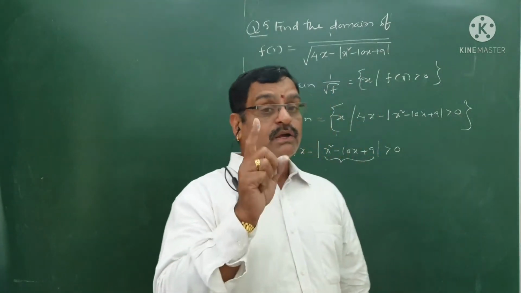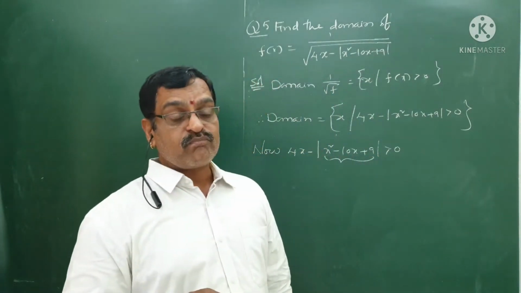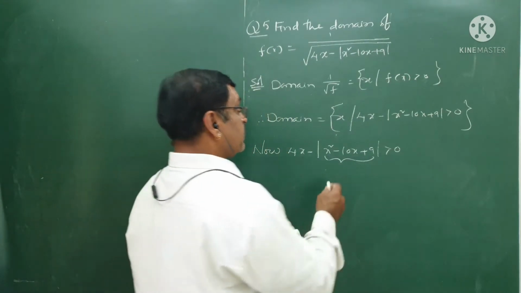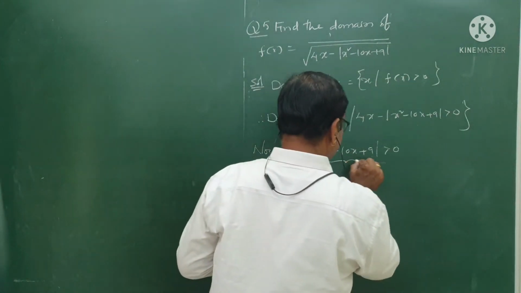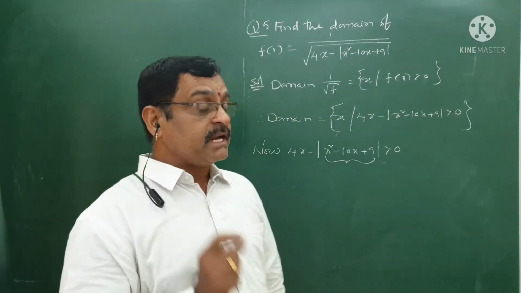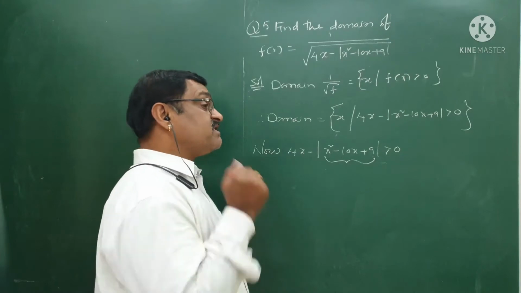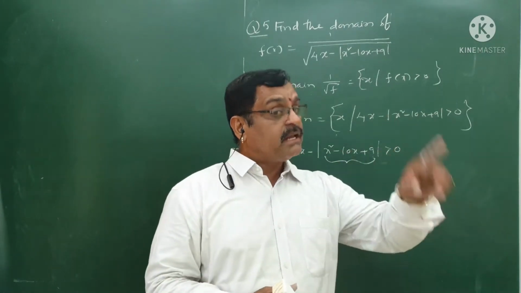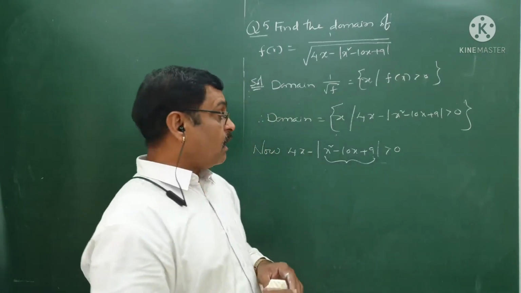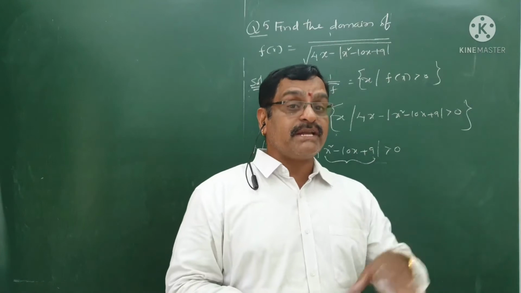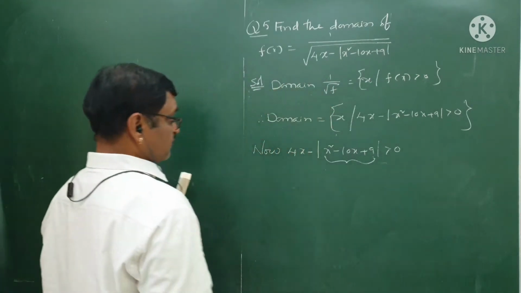Mod is involved, you have to remove the mod symbol. Then how do you remove the mod symbol? The mod symbol depends on the sign of x square minus 10x plus 9. Now here you have to decide in which interval x square minus 10x plus 9 is positive, or in which interval it is negative. How do you decide? It's very simple.